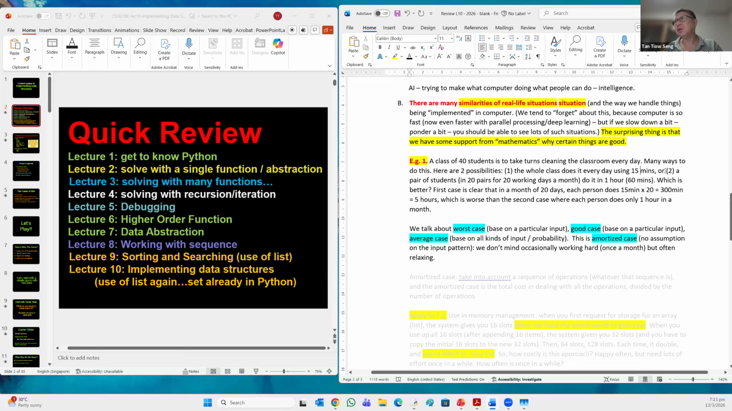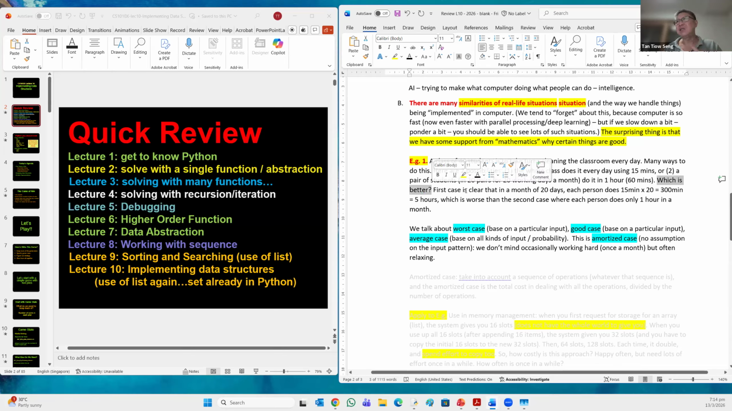On the other hand, you can make the 40 students into 20 pairs. In each month we have roughly 20 working days, usually between 20 to 22 days. If you only have one pair of students doing it each day, and there are 20 pairs, then everyone is allocated one day in a month. But because there are only two persons, they may need 1 hour, 60 minutes, to do it. Well, the question is, which is better?